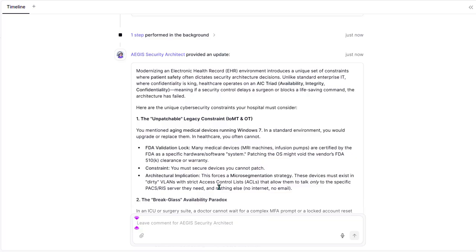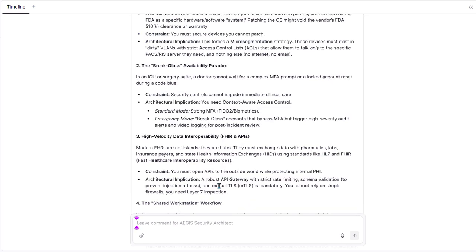The next constraint is the break-glass availability paradox. In an ICU or surgery suite, a doctor cannot wait for a complex multi-factor authentication prompt or a locked account reset during a code blue. Constraint: security controls cannot impede immediate clinical care.